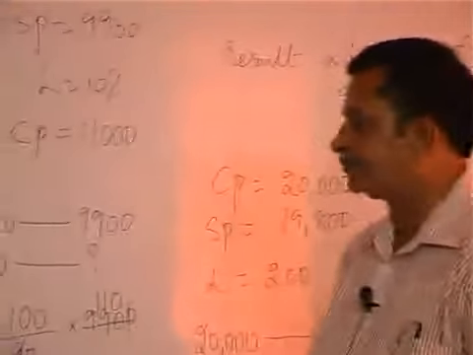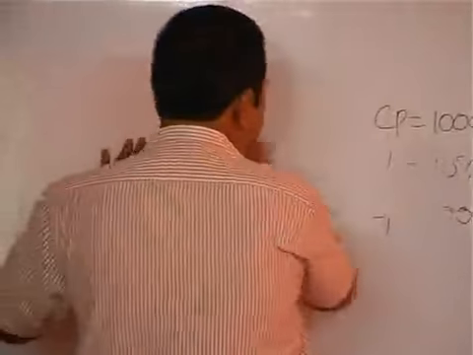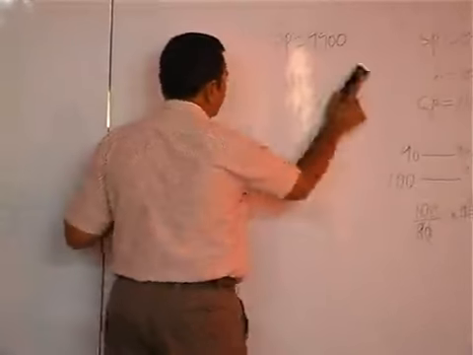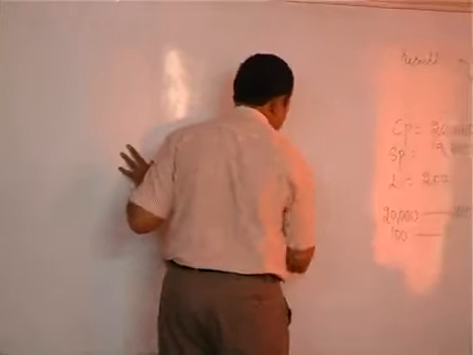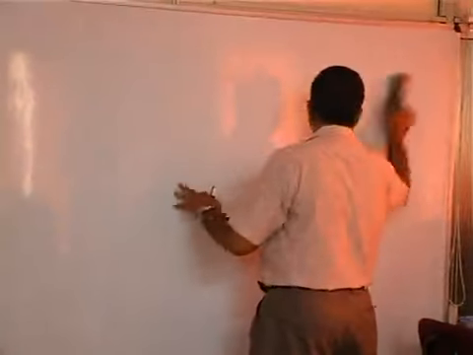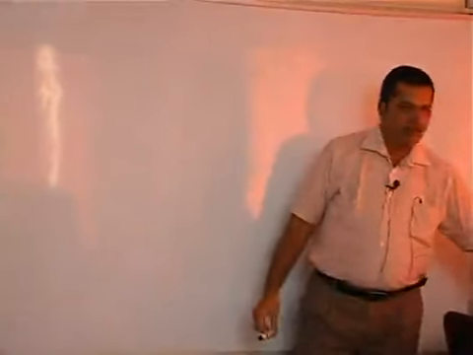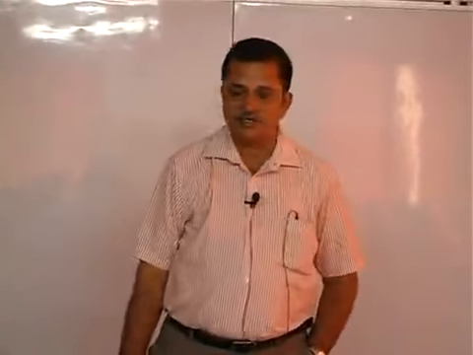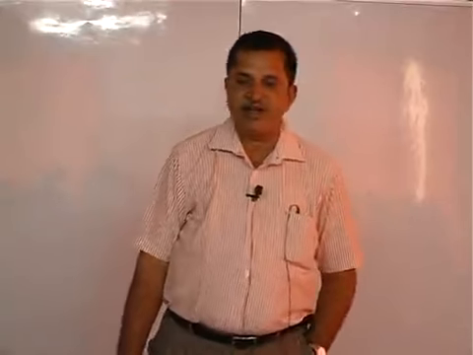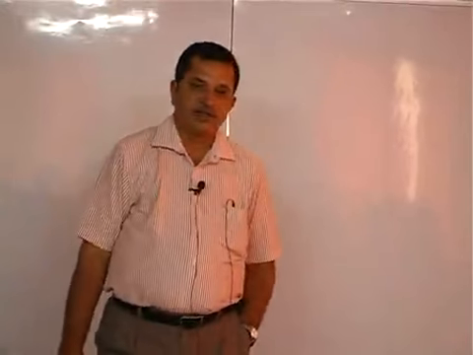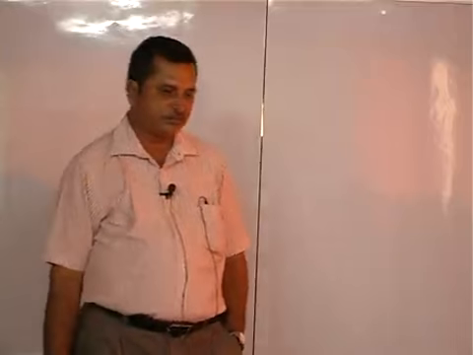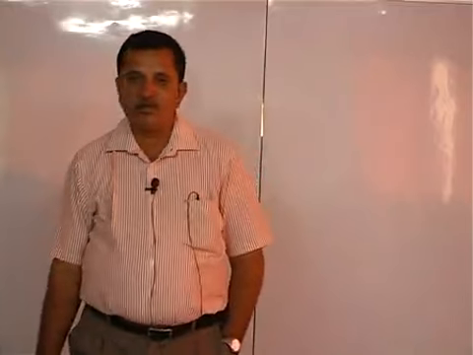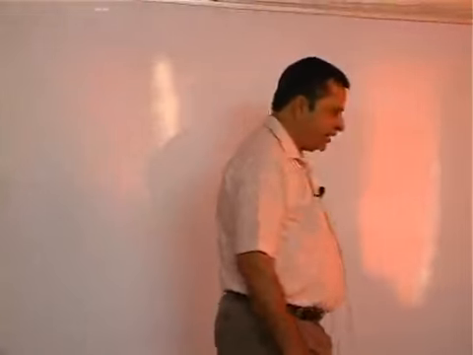Next problem. A dishonest merchant professes to sell the goods at cost price, but uses a weight of 950 grams for a kilogram. Find his gain percent.